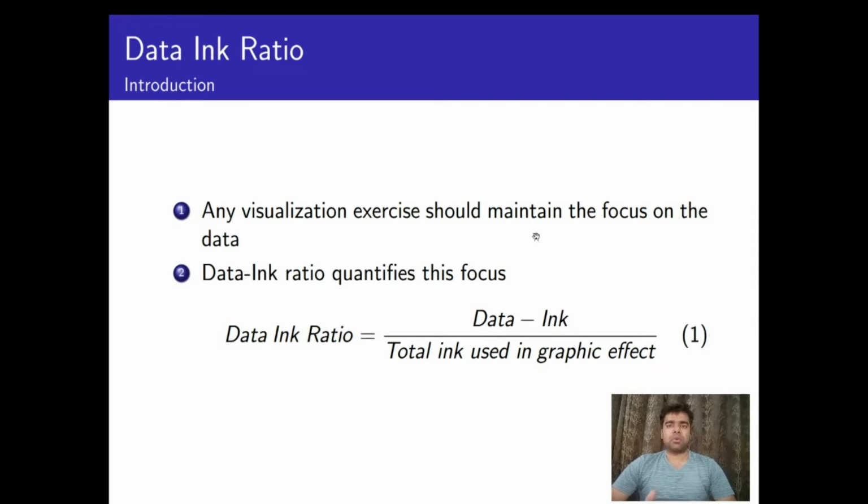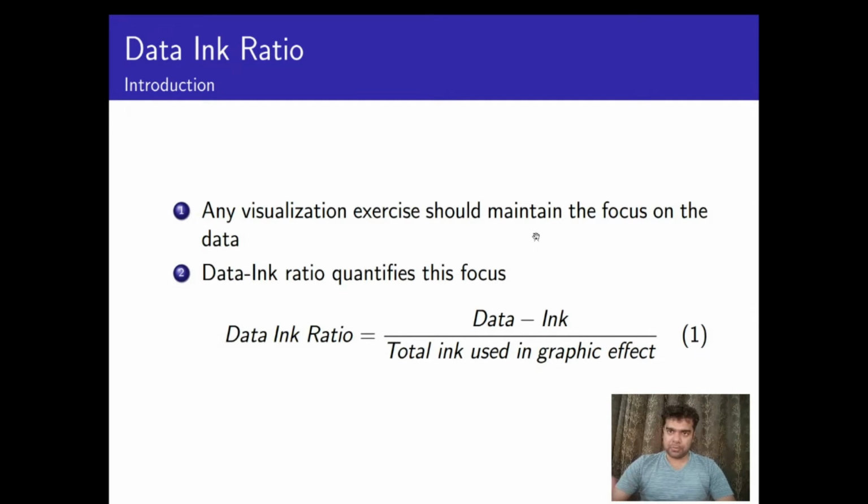And when I say that maximum amount of effort should go into representing the data, it basically means maximum amount of ink should be dedicated to highlighting the aspects which are found in the data rather than highlighting the elements which are of background nature. So this brings us to the definition of data ink ratio. Simply put, it is a ratio between the total amount of ink that goes into representing the data to the total amount of ink that has been used in a visualization graphic.